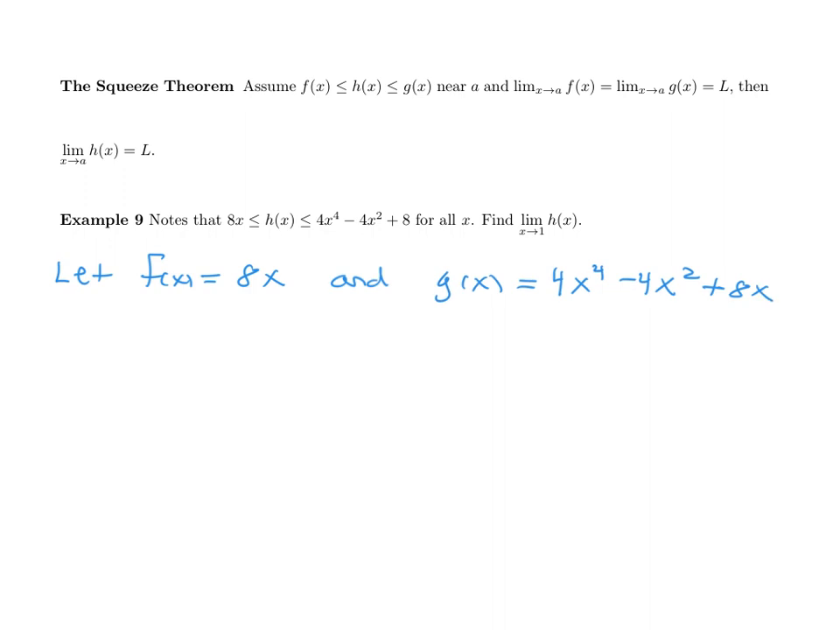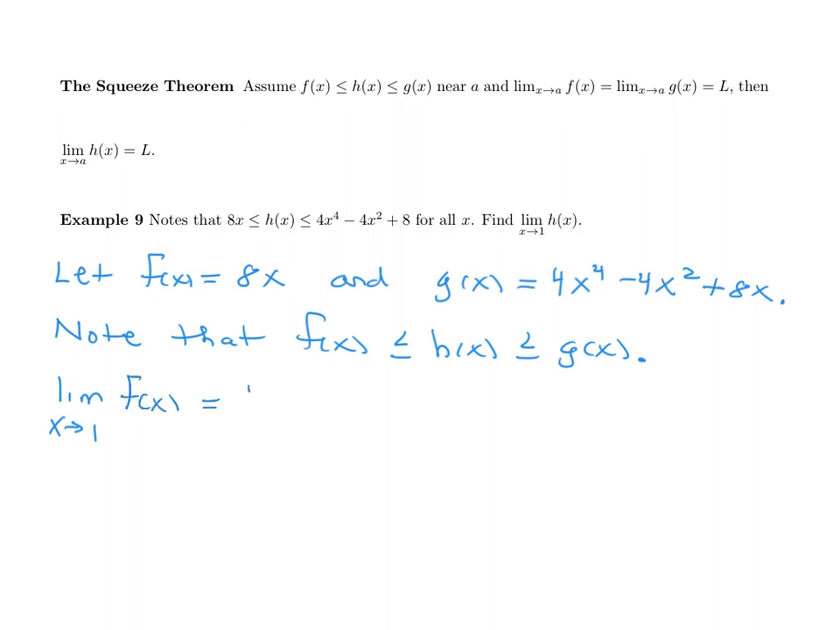So first, is it true that f of x is less than or equal to h of x is less than or equal to g of x? Yeah, that follows from this statement here. We're basically just saying that this is true. So I'll note that f of x is less than or equal to h of x is less than or equal to g of x, and this is actually for all x. Next, what is the limit as x approaches 1, that's the limit I want to consider, of the function f of x? Well, that's the limit as x approaches 1 of 8x, and that's equal to 8 times 1, which is 8.